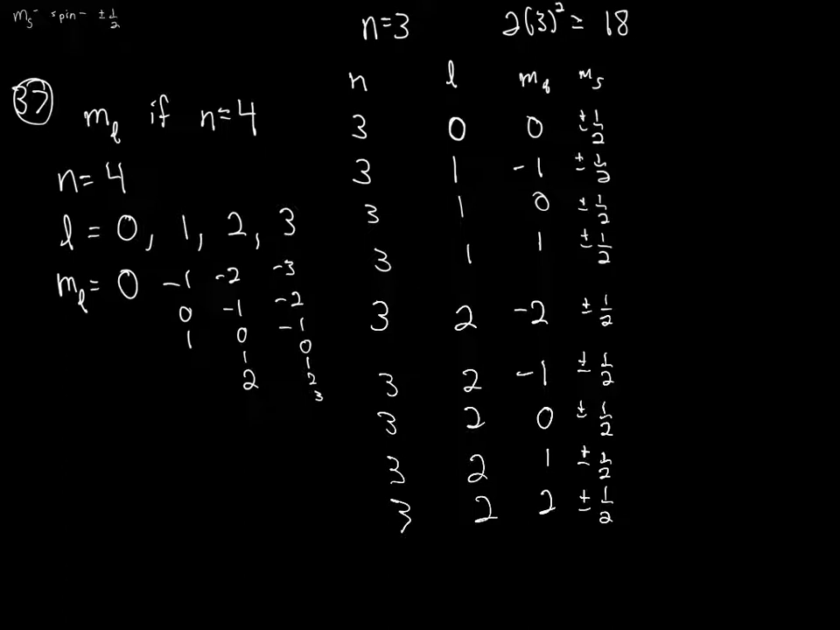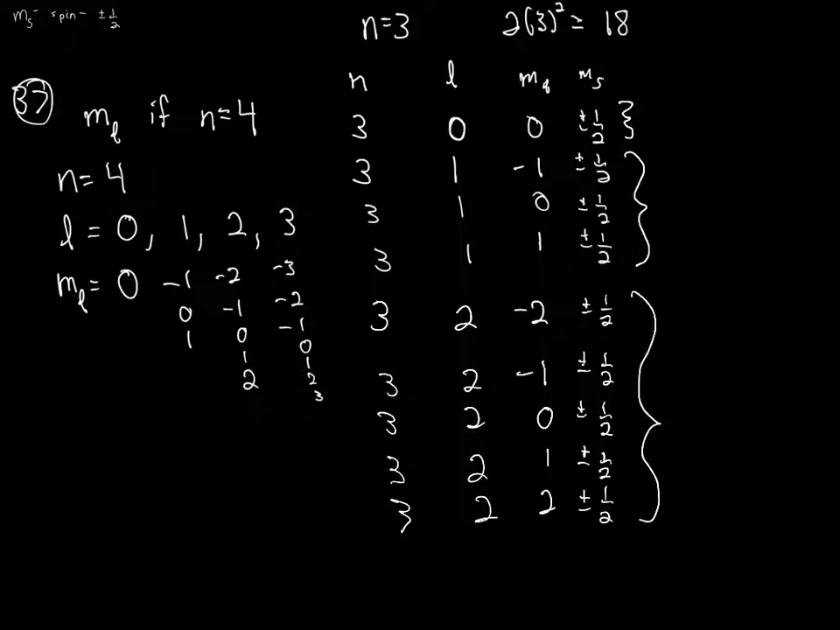Now, how many are in each subshell? How many subshells do I have here? 3. Subshell is determined by your L. So I have 3 different subshells. I have 0, I have 1, I have 2. Each one of those is a subshell. How many electrons are in each of these subshells?